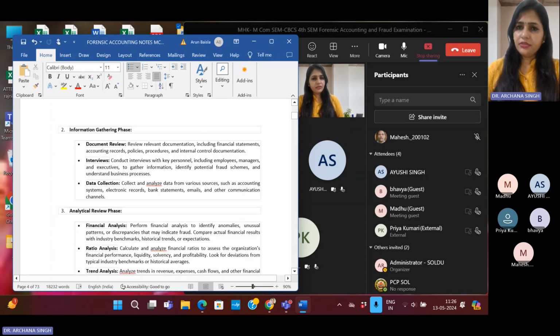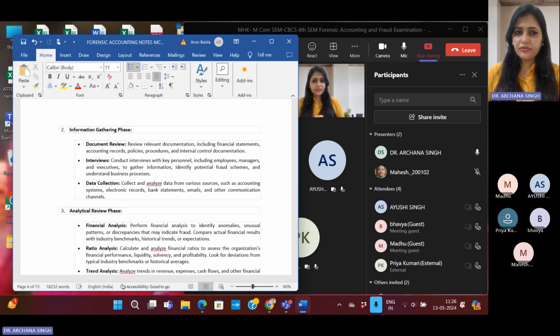It includes document review, interviews, and data collection. Document review basically includes auditor has to review the relevant documents, those which are very important, which includes financial statements of the company, accounting records, along with that policies and procedures and internal control documentation. So these are the most prominent documents that have to be reviewed. So for that purpose, in information gathering phase, auditor has to collect the document review information.